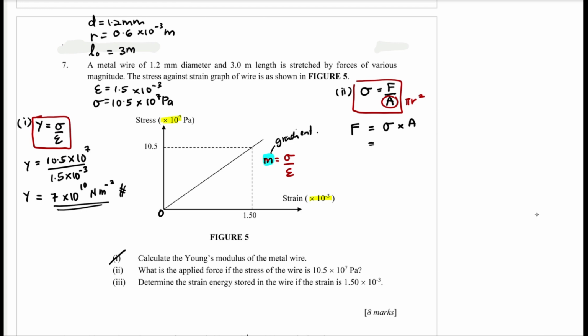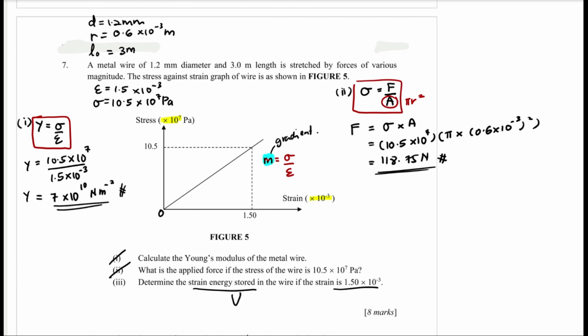So the stress is 10.5 exponent 7, and then pi r, which I already converted to meter, power of negative 3 squared. And then the force is equal to 118.75 Newton. So this is the answer for question B. And then the last one, determine the strain energy stored, this means U, in the wire if the strain is 1.5 exponent negative 3.